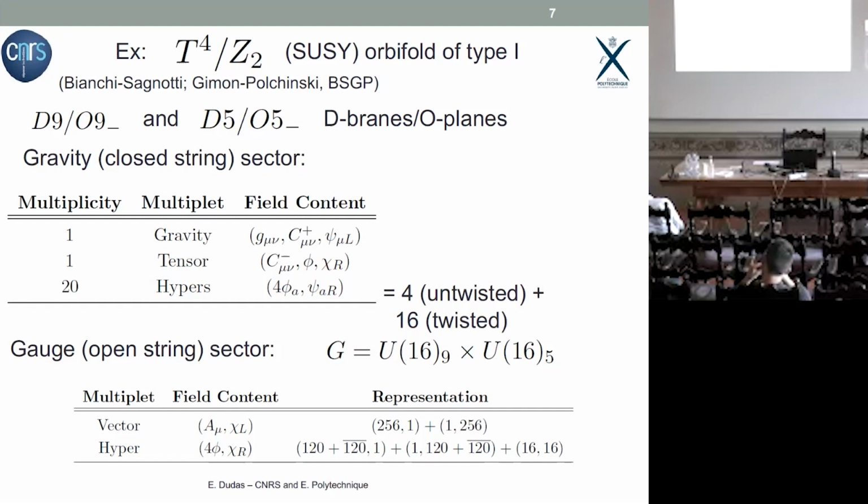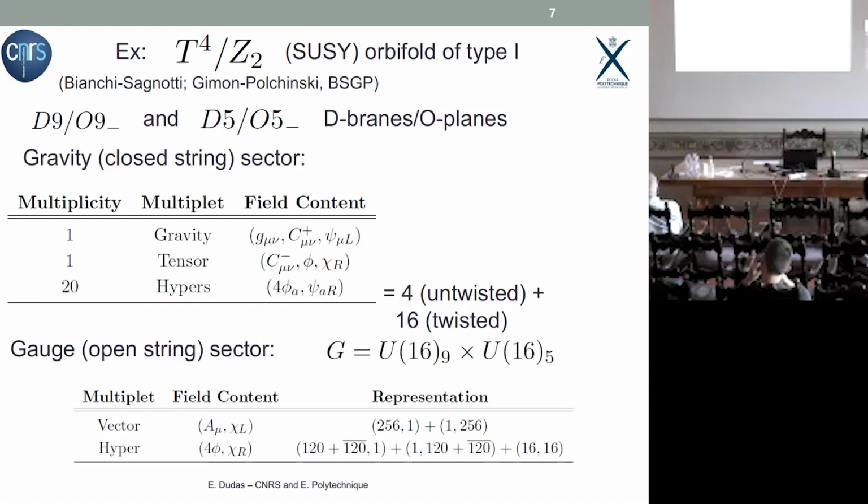And this had only standard orientifold planes, O9, which fill the 10 dimensions. It's an object which lives in 10 dimensions, with only negative charge, so you have to add D9 branes to cancel the corresponding charge. And the orbifold also generates localized objects in 6 dimensions called O5 planes. Again, you have to add D5 branes. So you have a gauge group from D9 branes and a gauge group from D5 branes.